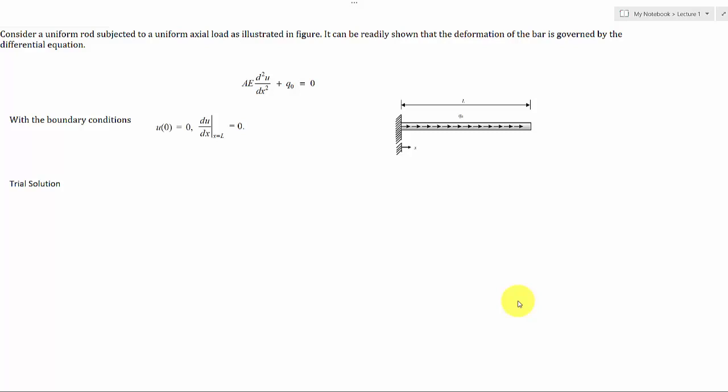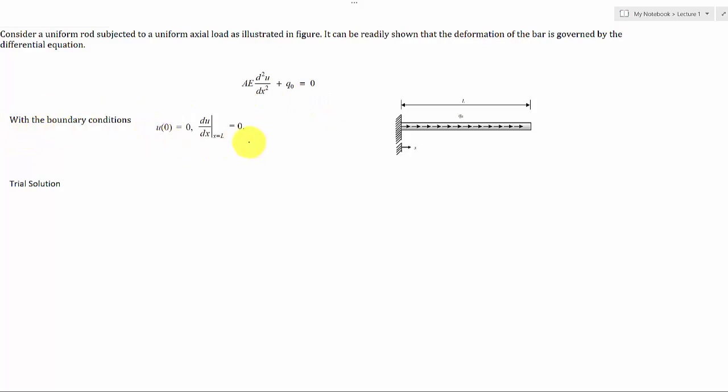In this lecture, we are going to calculate the deformation of a uniform rod that is subjected to axial load. So here the question is, consider a uniform rod subjected to a uniform axial load as illustrated in the figure. It can be readily shown that the deformation of the bar is governed by the differential equation. So this is the governing differential equation with the boundary conditions.